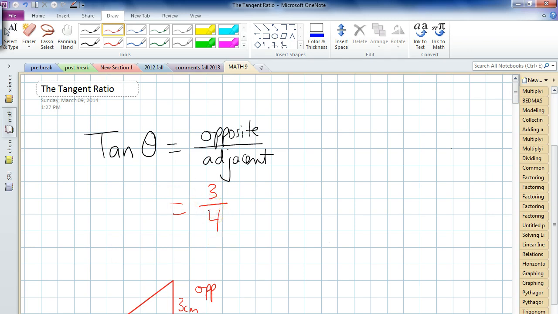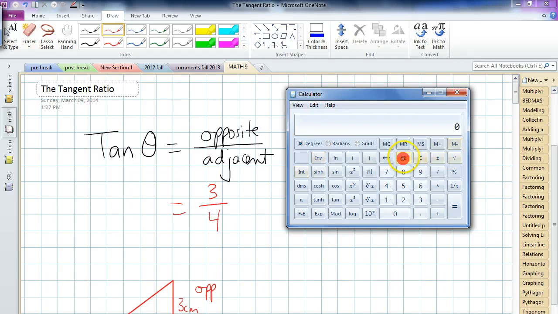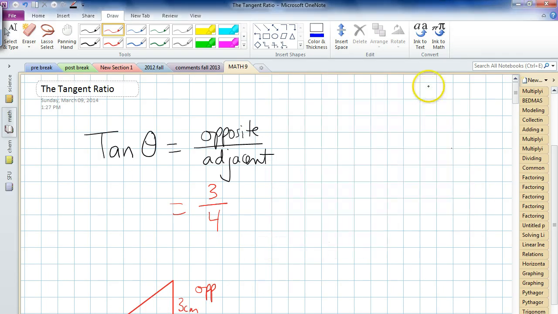And what is 3 divided by 4? Well, for a calculator, if you really need me to do it, I'll do it for you. 3 divided by 4 is 0.75. So what we can say here is that the ratio between the opposite and adjacent for this particular triangle is 0.75. And what this formula is saying is that that ratio is equal to the unknown angle, which we actually know down there, once we've taken the tangent of it.